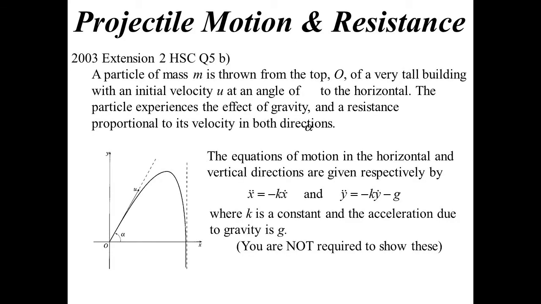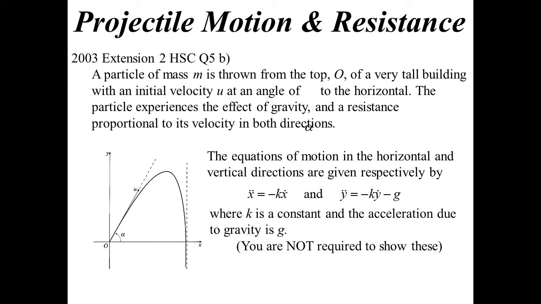Okay. Here's a question from 2003. It was from an Extension 2 paper, an example of projectile motion, but taking air resistance into account as well. And you'll notice that the shape of the path is now no longer parabolic, because the air resistance is having an effect on the shape of the curve.